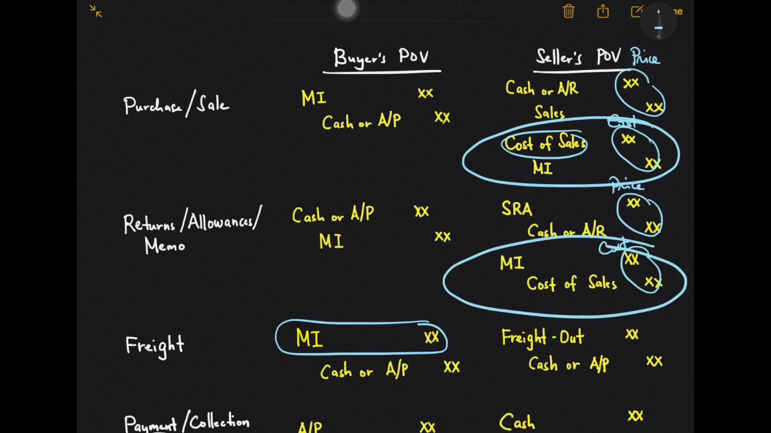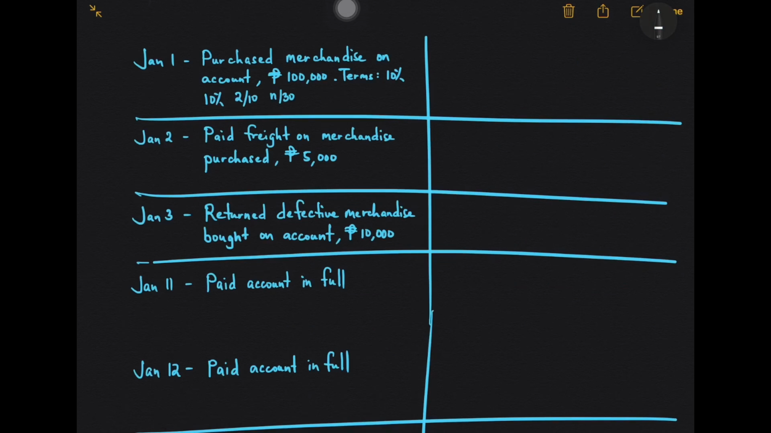Now we jump to the transactions. January 1, purchase merchandise on account, 100,000, terms 10%, 10%, 2/10, n/30. So we journalize debit merchandise inventory, credit accounts payable. For the amount, we don't write 100,000 because we have trade discount. So that's 100,000 times 90% times 90%. Answer is 81,000.